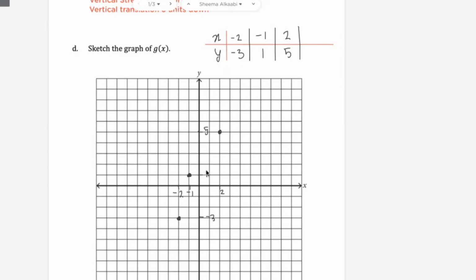Good. And now just join them with a smooth curve, and remember the square root parent function is like this, okay? So you graph a function that goes like that, exactly the same shape, okay? I'm going to remove it and you draw it because maybe you draw it much better than me. Use the red color.